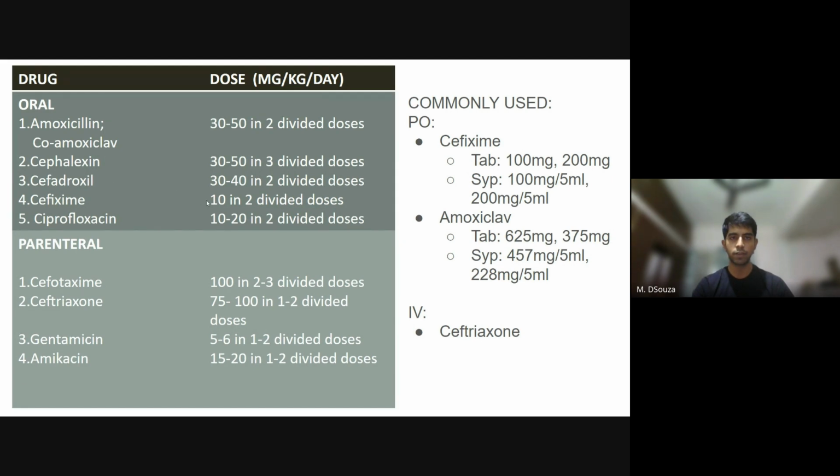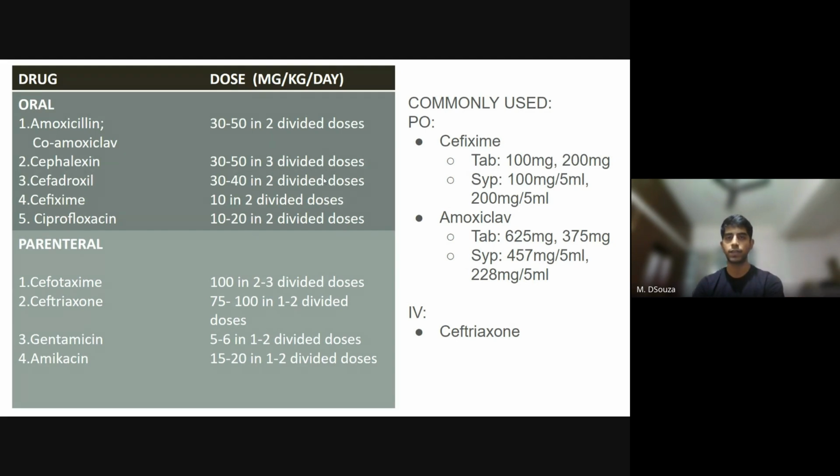So what we would generally look at is 15 into 10, 150 mg divided by 2. So that would be 75 mg. We would want to give 75 mg twice a day. So what that would generally entail would be, if you're giving 100 mg per 5 ml syrup, you'd give 3.5 ml twice daily for the duration specified earlier.